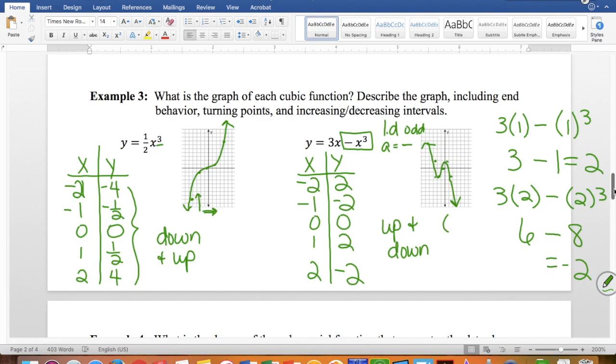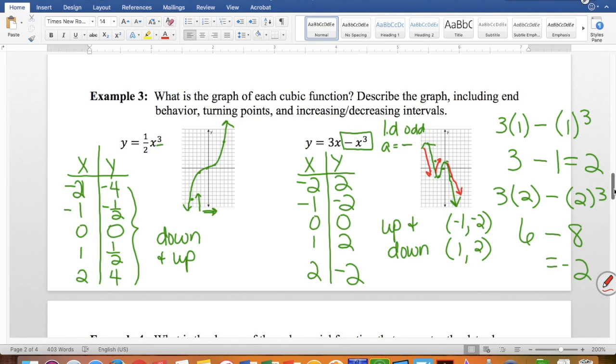My turning points are at negative 1, negative 2. I'm trying to use my graph instead of my table. So my turning point is at negative 1, negative 2, and then I have another turning point at 1, 2. Those are my turning points. And then my intervals. Right here, as x is increasing, my y is decreasing. So I have a decreasing interval from negative infinity to negative 1. And then from between negative 1 and positive 1, I have an increasing interval. Okay, and then from positive 1 to positive infinity, I have a decreasing interval.